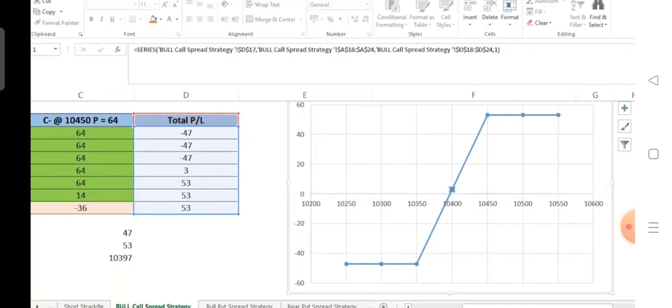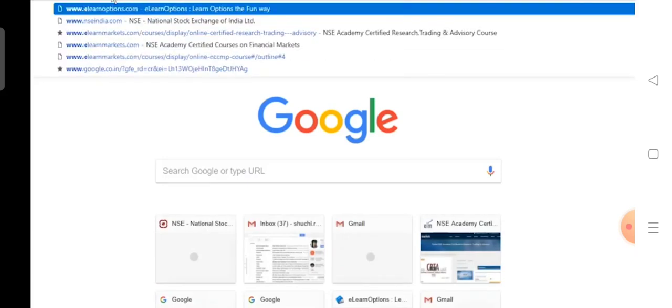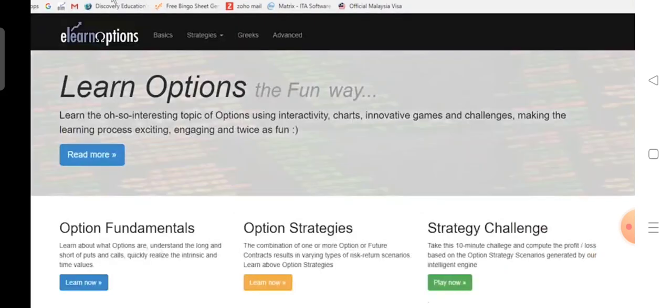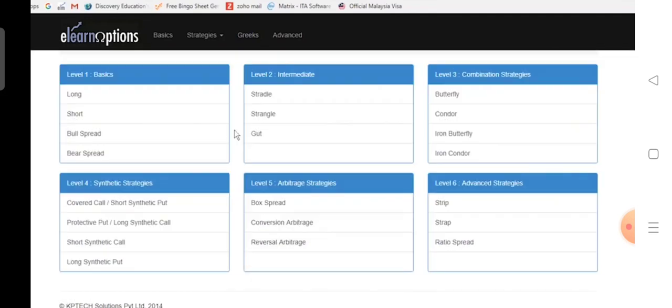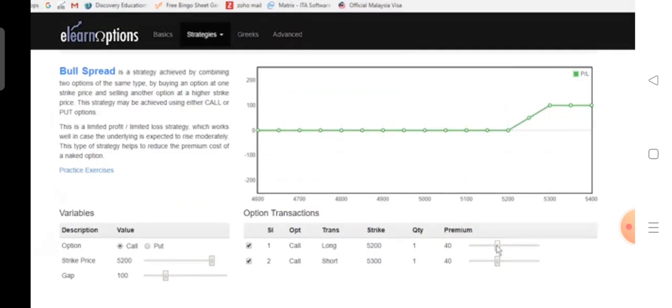We can also learn option strategies from a website, www.elearnoptions.com. If we open this website and go to option strategies, learn now, we click, and we have different strategies over here. Let's have a look at the bull spread strategy.